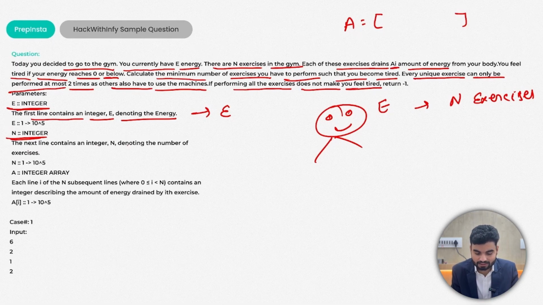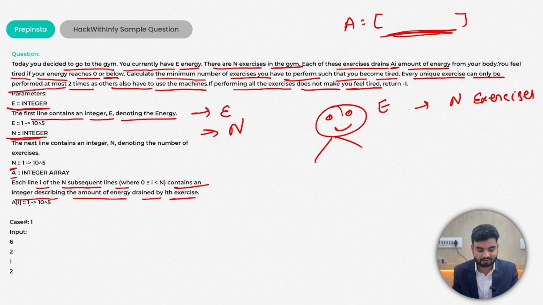The next line contains an integer N denoting the number of exercises, meaning the number of exercises we want to store in this array. So we can say it is the size of the array and the number of exercises. I'll write N here because they have already denoted the variable names. A is an integer array. Each line i of the n subsequent lines, where 0 is less than or equal to i and i is less than n, which is just the iterating condition of the array, contains an integer describing the amount of energy drained by the ith exercise. So this array will contain the values of the exercises, each of which drains an amount of energy from your body.